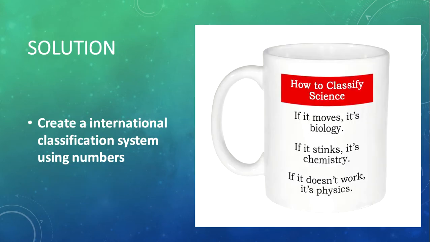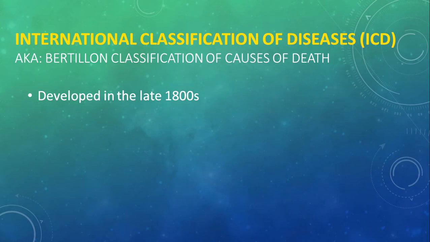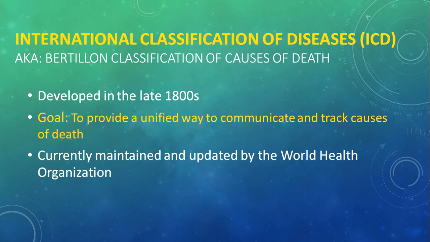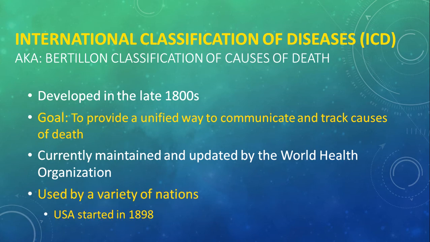So their solution was to create an international classification system using numbers, which turned into the International Classification of Diseases. And this was developed in the late 1800s. And its goal was to provide a unified way to communicate and track causes of death. It is currently maintained by the World Health Organization, and it's used by a variety of different nations. And in fact, the US started using it in 1898.